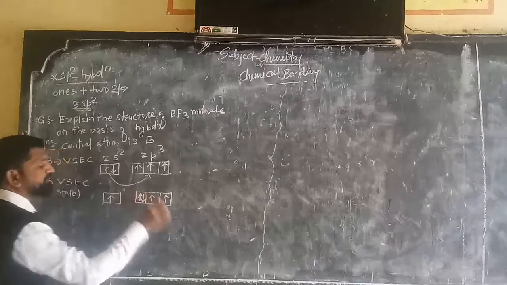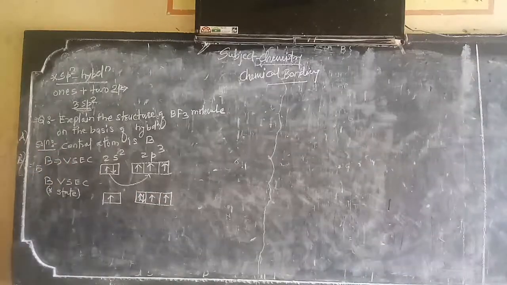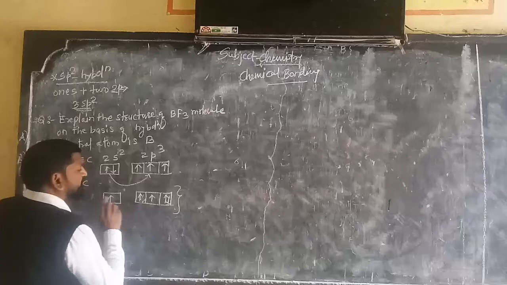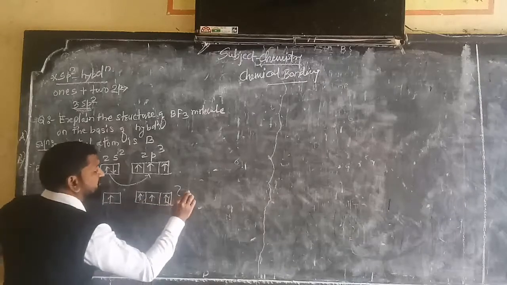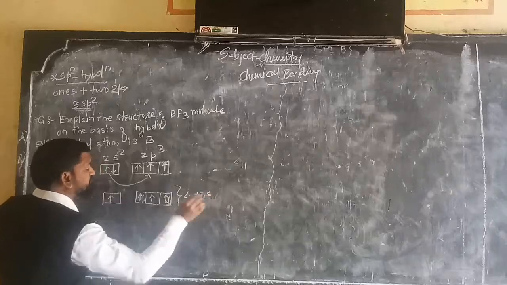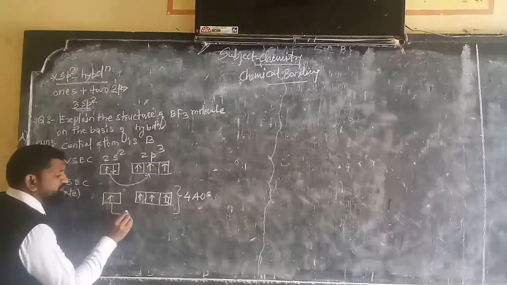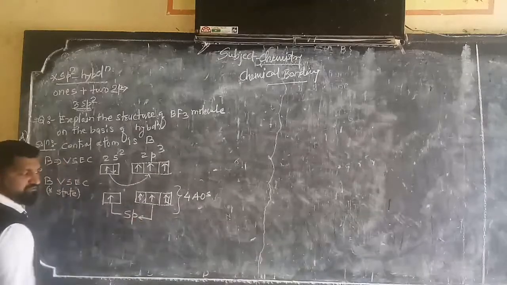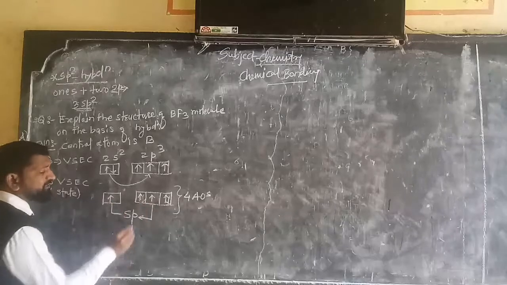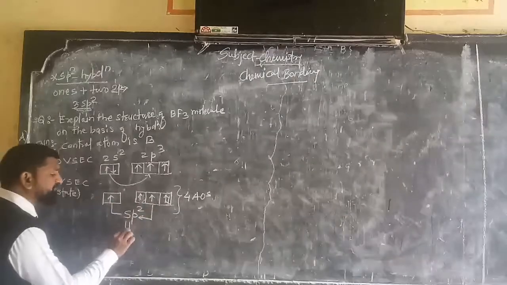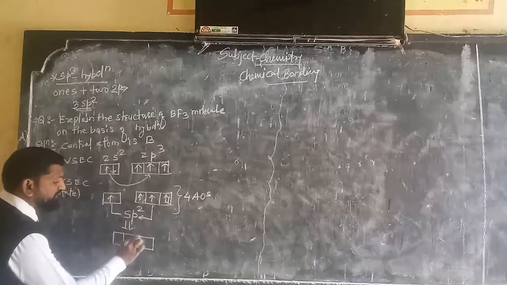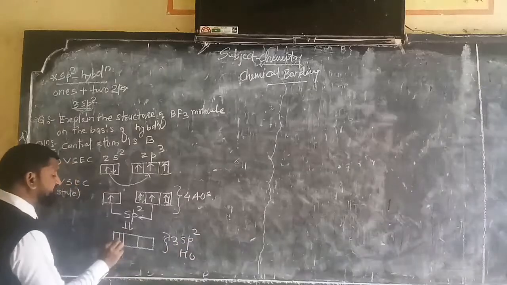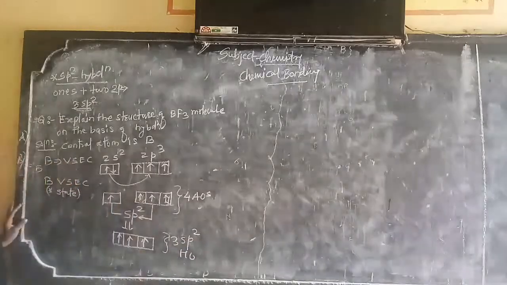Let us write here the pair of electrons. Out of this, how many atomic orbitals are there? 1, 2, 3, 4. So here we can write 3 atomic orbitals. Out of this, the 1s and 2p orbitals will take part in the hybridization, and they will form 3 sp2 hybrid orbitals, each having a single electron.